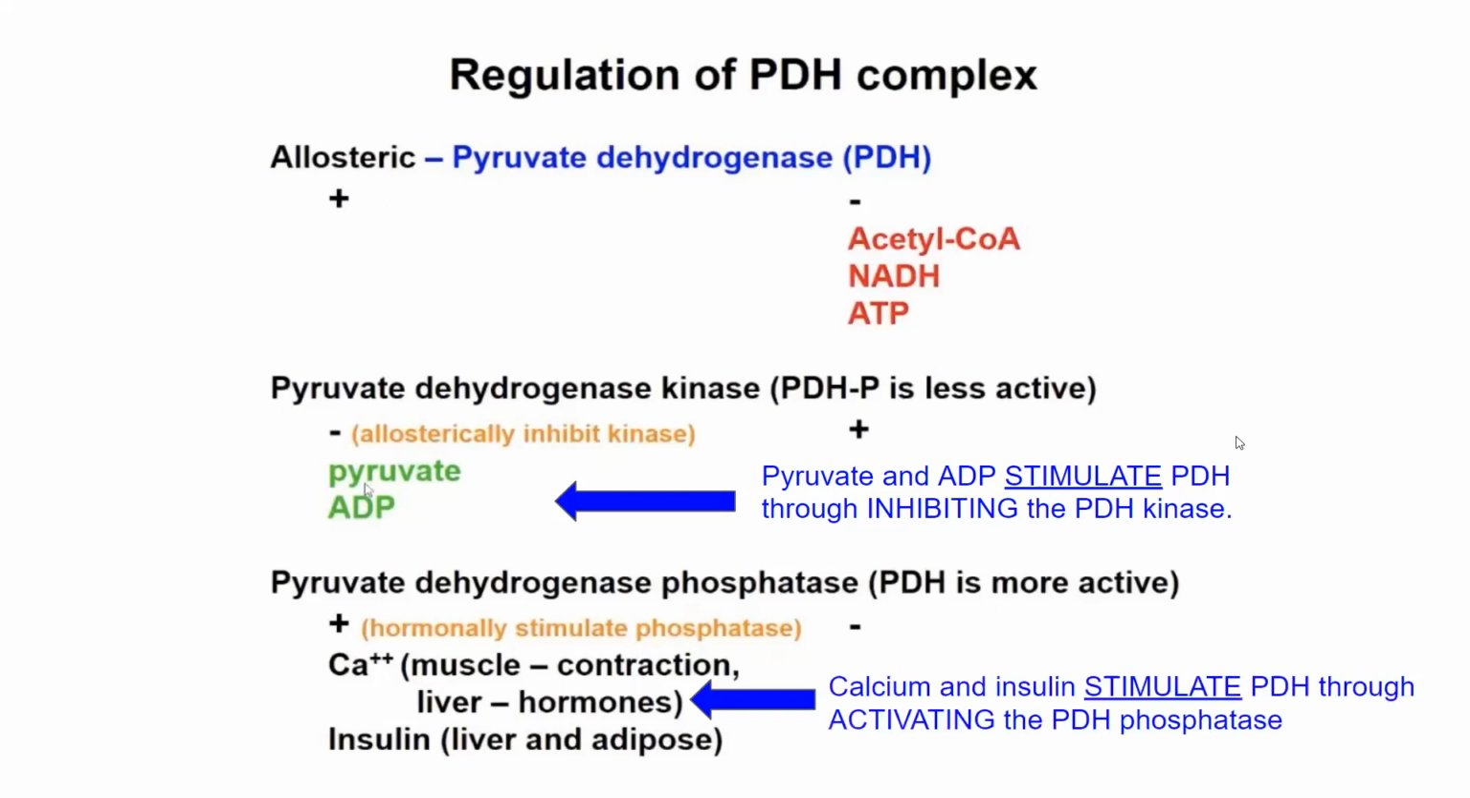And then on the other hand, we have calcium and insulin, which stimulate PDH through activating the phosphatase. Okay, remember insulin takes phosphates off, so we remember that. Calcium also does that in this case. So removing that phosphate activates the enzyme.